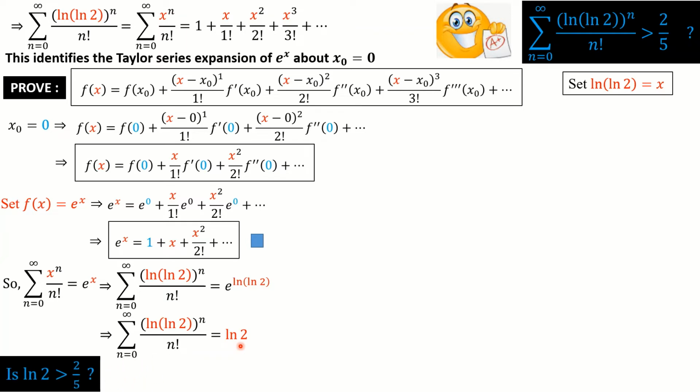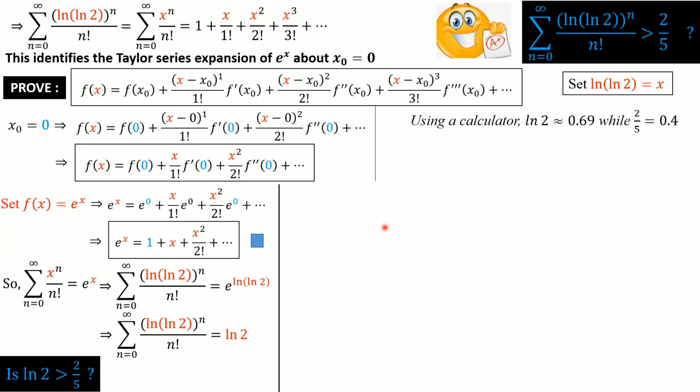So now the question is: is the ln of 2 greater than 2 on 5? That's what we should be thinking about, because the inequality is trying to say that this infinite sum is greater than 2 on 5, and we are supposed to verify if that is true. Alright, so that's the major question now. Is the ln of 2 greater than 2 on 5? Because we have found out that the infinite sum simplifies to the ln of 2. Alright, so let's try to see how we can verify if the ln of 2 is greater than 2 on 5.